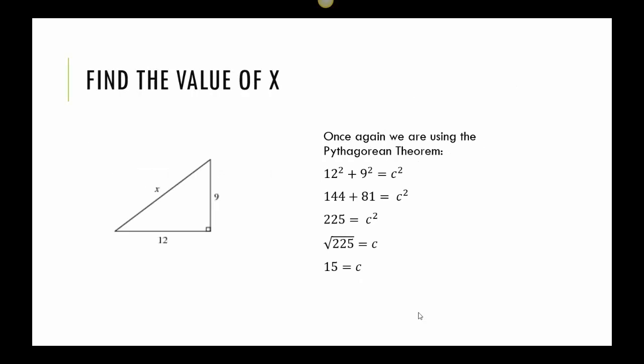I want to find the value of x, again the hypotenuse. So once again we're using Pythagorean theorem. So that base of 12, I square it, and then the height, 9, I square it. I have 144 and 81 gives me 225. I took the square root, and I got 15.